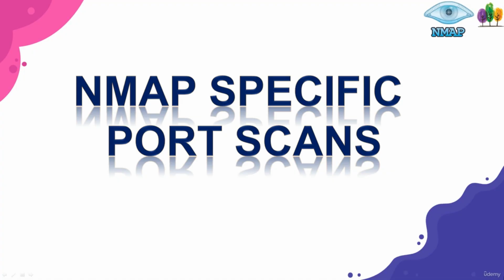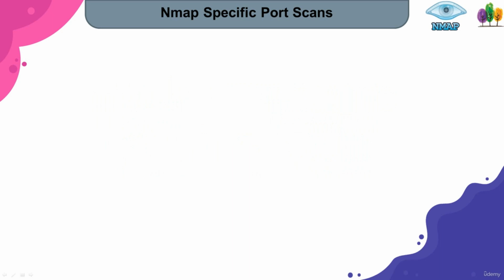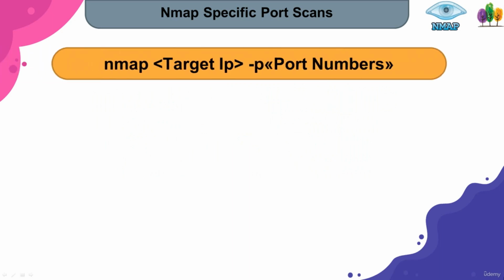Scanning specific ports with nmap: nmap -p ports and target IP. So you may not want to scan just the top 20, the top 100, or the top 1,000 ports with nmap. Instead, we can set the ports that we want to scan. This way we can scan faster and much more specifically.